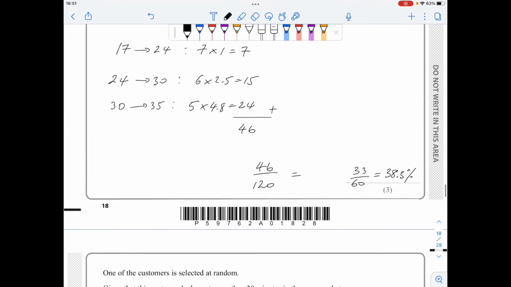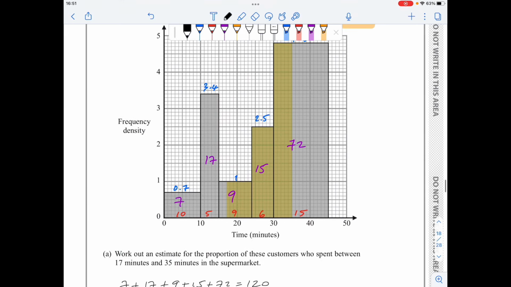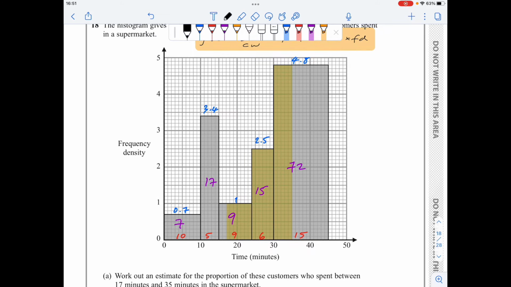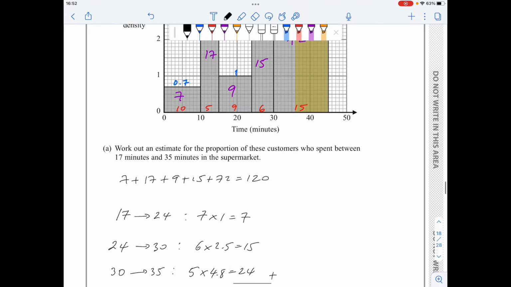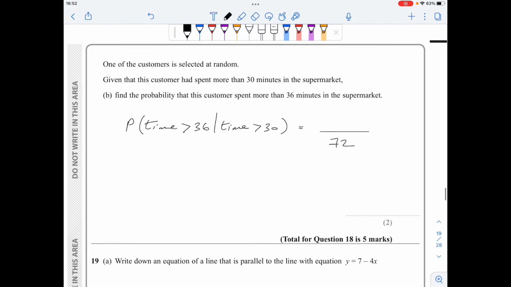Let's go back to the bar. Let's get rid of the highlighted regions. So more than 36, we are talking about this region here. That's a rectangle with a base of 9 and height 4.8. So if I do this multiplication, 9 times 4.8, I will get 43.2. That's my numerator. And if I simplify this probability, I will get 3 over 5, which is the final answer.